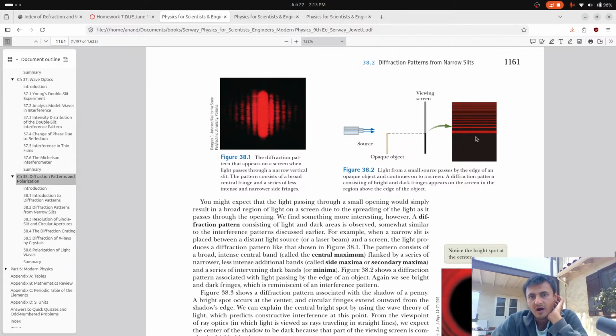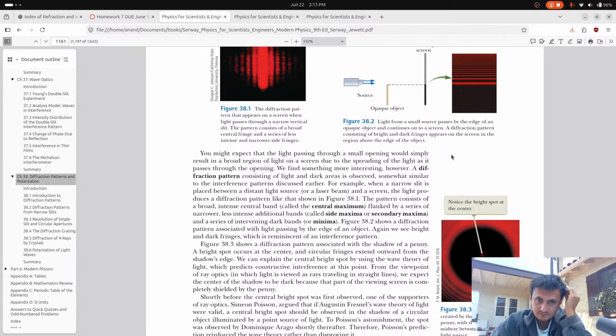That's weird. You might expect the light passing through a small opening would simply result in a broad region of light on a screen due to the spreading of light as it passes through the opening. We find something more interesting, however. A diffraction pattern consisting of light and dark areas is observed.